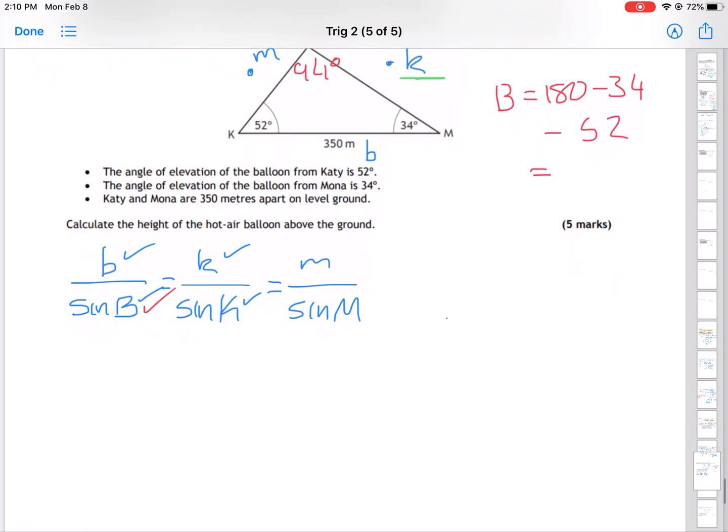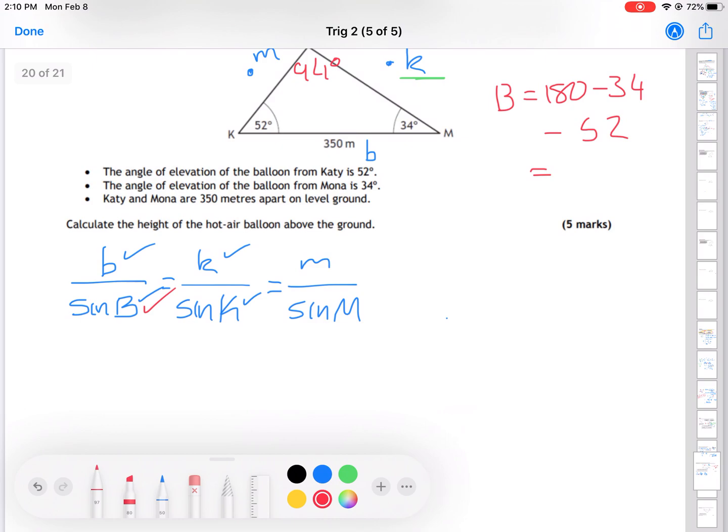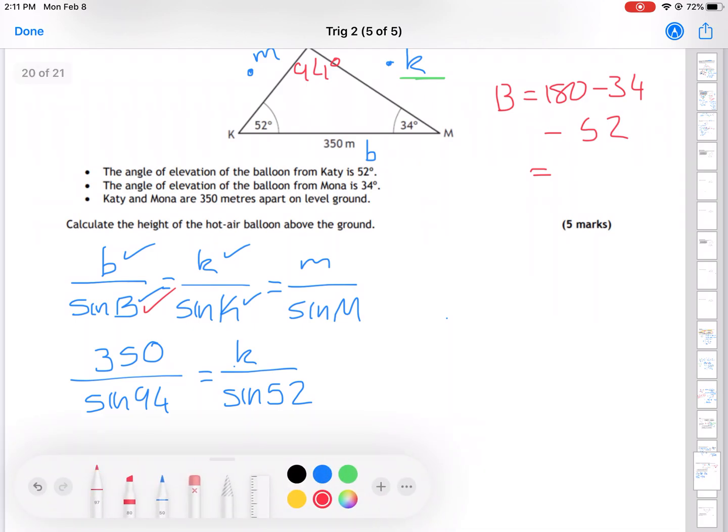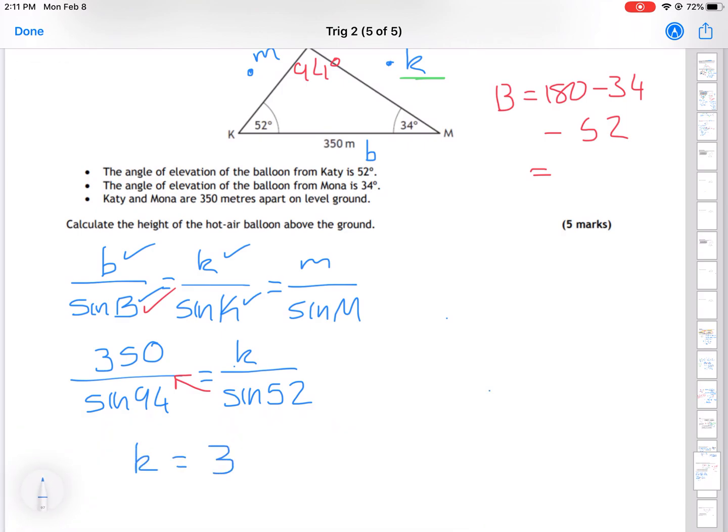So if we substitute in everything that we have then, we'll be able to find the size of letter K. B is 350 over sine 94 equals K, which we don't know, over sine 52. I'm going to do 2 steps. I'm going to swap the sides and also times up the sine 52. So K is equal to 350 times sine 52 all over sine 94.